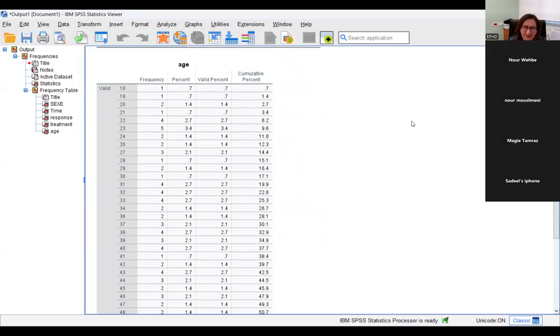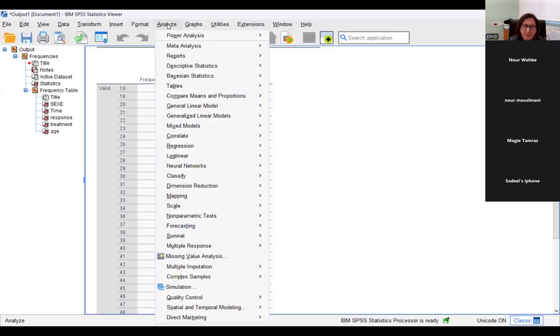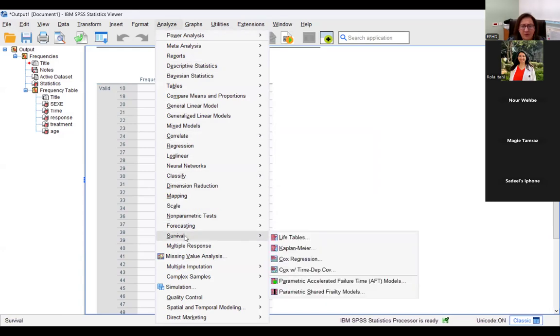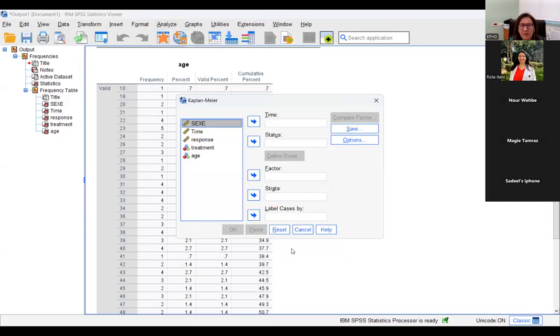So how to start? I'm starting directly with survival. Analyze, very simple in SPSS. Analyze, survival. Remember we have two ways of looking at survival, life table and Kaplan-Meier. The life table is when I have grouped data, and Kaplan-Meier when my data is ungrouped and I know the exact time to the event. So Kaplan-Meier, very important. The data structure for survival is having the time to the event. This is the time.